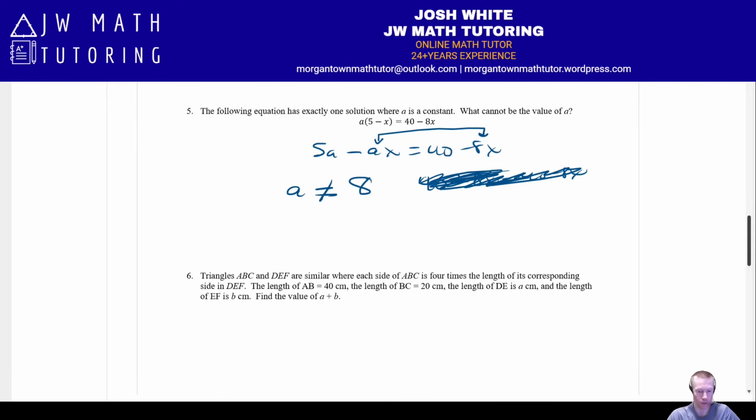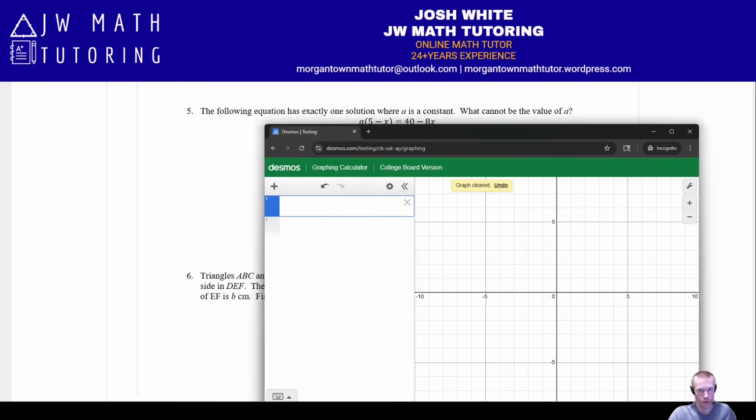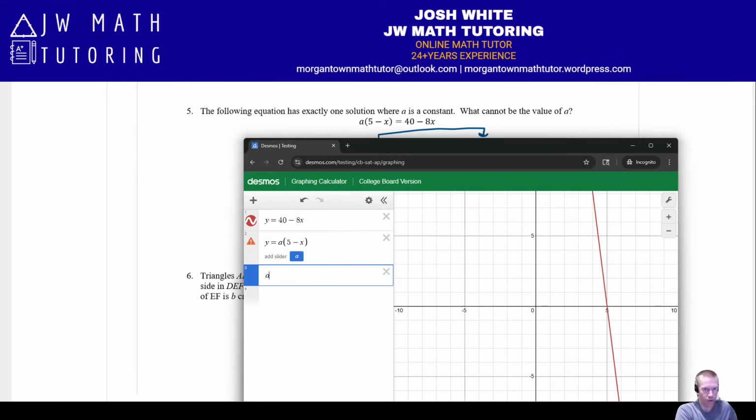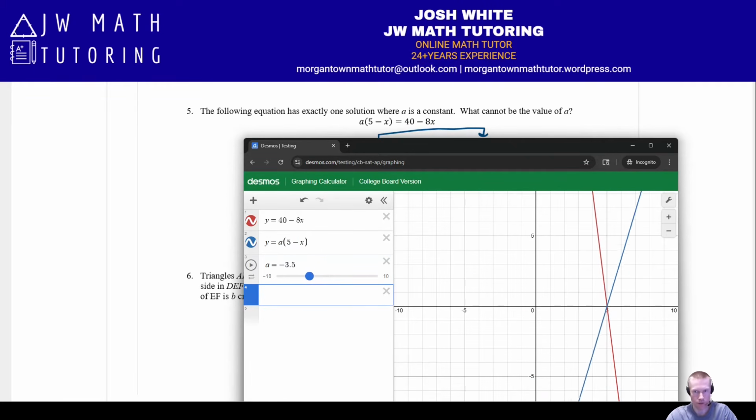You could also basically check this by graphing if you wanted to. Essentially, graph y equals 40 minus 8x. y equals left side, y equals right side. Then you could add a slider. Start at 1. Notice here, if you go this way, essentially it's going the wrong direction.